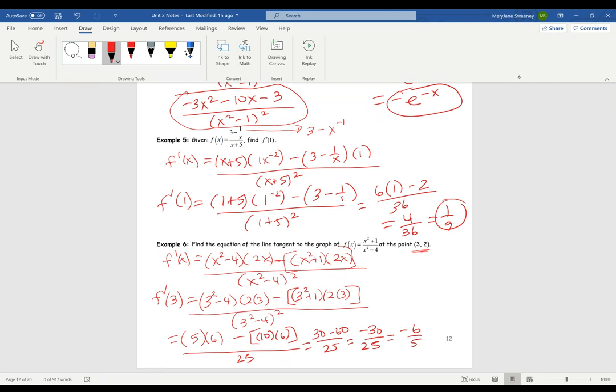So to write the equation of the tangent line, I would go y minus the y coordinate equals the m, parenthesis x minus the x coordinate. So that is the equation of my tangent line.